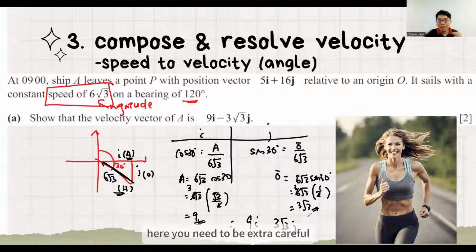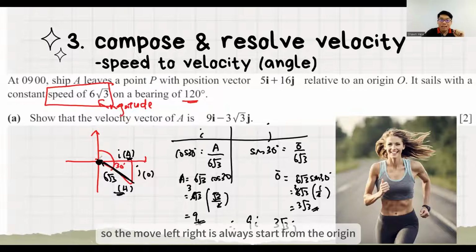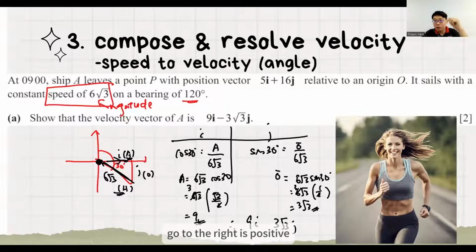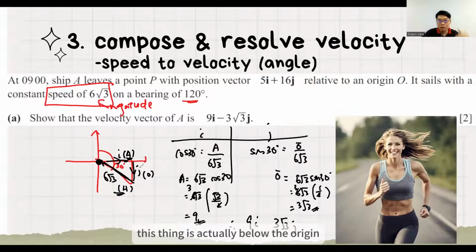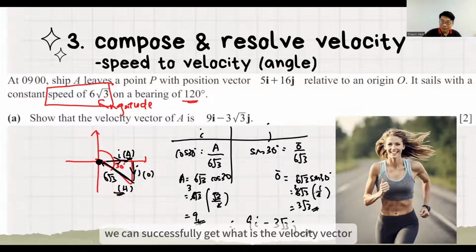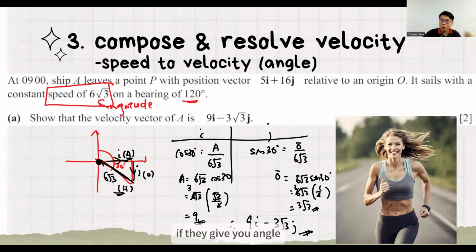Here you need to be extra careful. i is showing you move left, right. So the move left, right always starts from the origin. So this i obviously goes to the right. Going to the right is positive, because going to the left is negative. This j is move up, down. So this thing is actually below the origin, so we need to put a negative here. So like this, we can successfully get the velocity vector if they give you an angle.